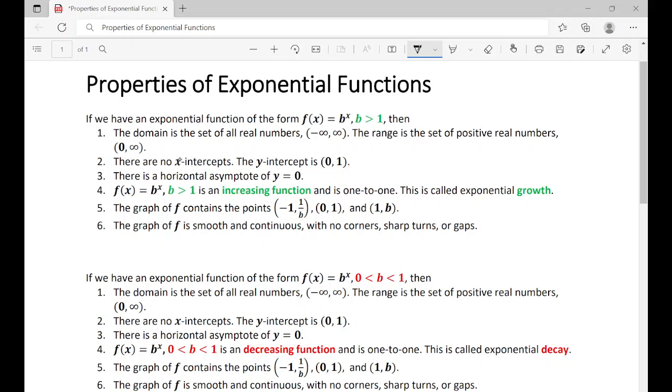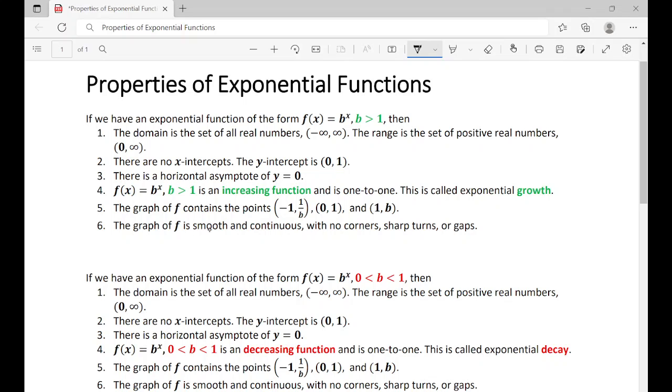There are no x-intercepts, and there is a y-intercept at (0, 1). There is also a horizontal asymptote at y equals 0. And if b is greater than 1, it is an increasing function and is 1 to 1. This is called an exponential growth equation, and this is important later. The graph of f contains the points (-1, 1/b), (0, 1), and (1, b).